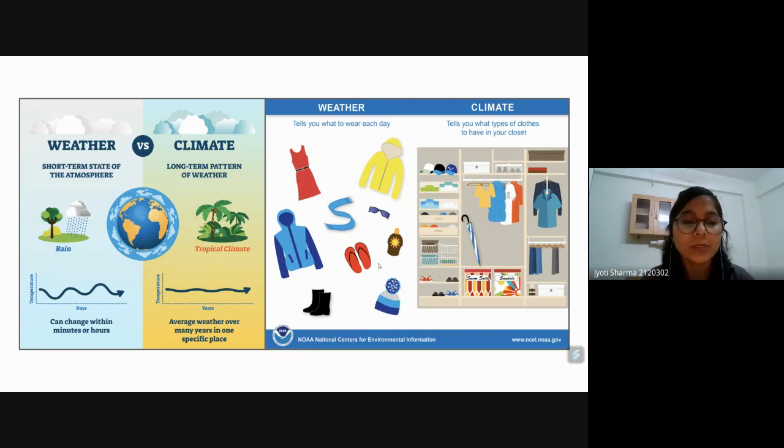Because this is the short information. And what type of clothes you must have in your closet, this is climate. Okay, so I think it is clear what is weather and what is climate. So we are talking not about the weather, but the climate here in this session.